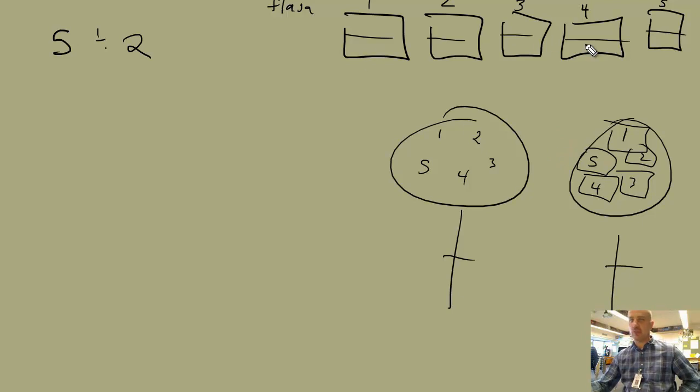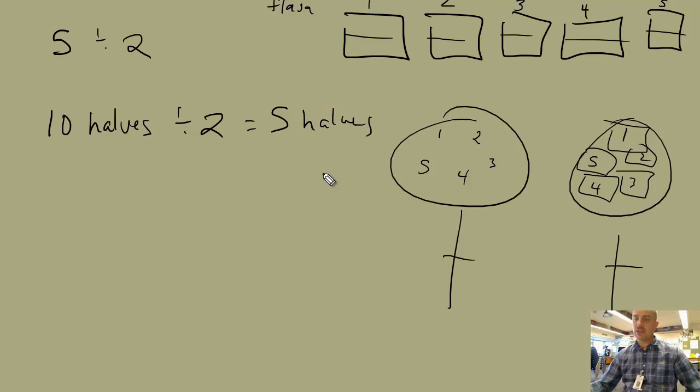So how many total halves did we start off with? I'm going to look up here. How many total halves did I begin with? 1, 2, 3, 4, 5, 6, 7, 8, 9. I had 10 halves. And I divided them by 2 people. And I got a total of 1, 2, 3, 4, 5 halves, right? So I have my 5 divided by 2. 5 halves, right? 5 halves.